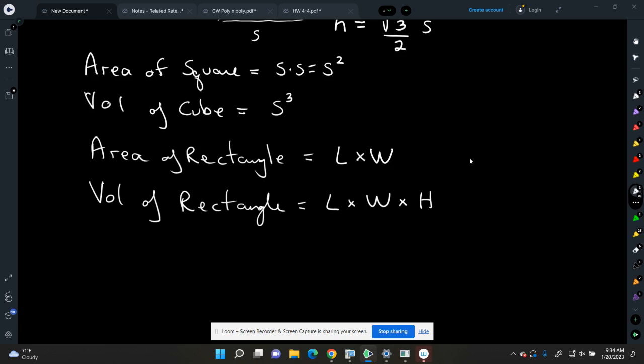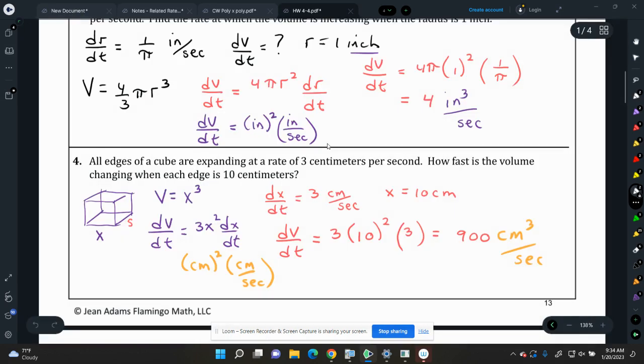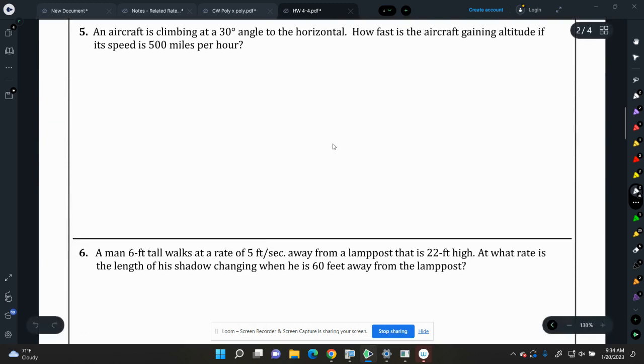What's the area of a cube? A cube is not going to have an area. A cube is a three-dimensional figure. It's only going to have a volume. A cube is a square with a third dimension. A piece of paper has a third dimension because it does have a depth.